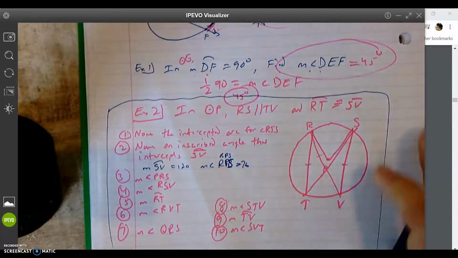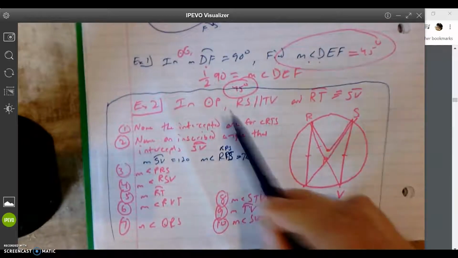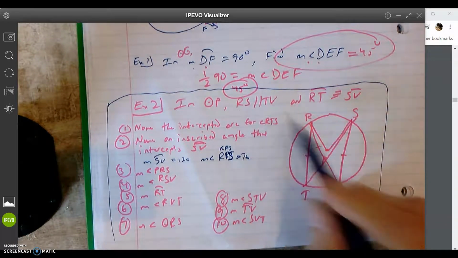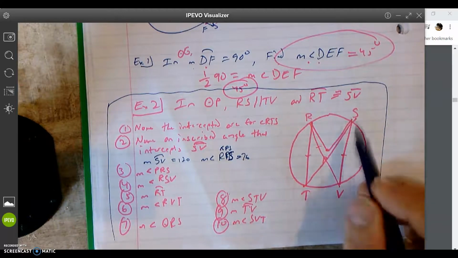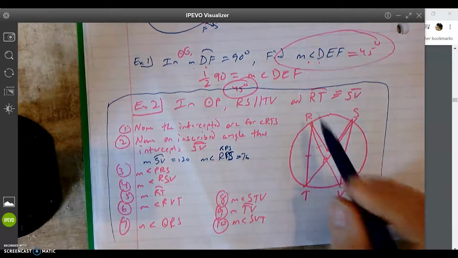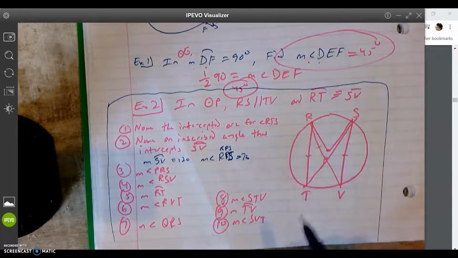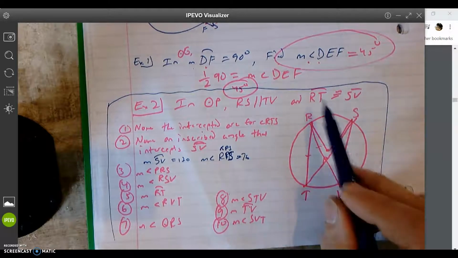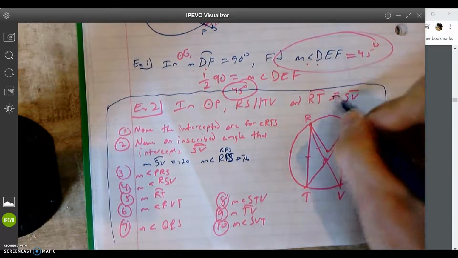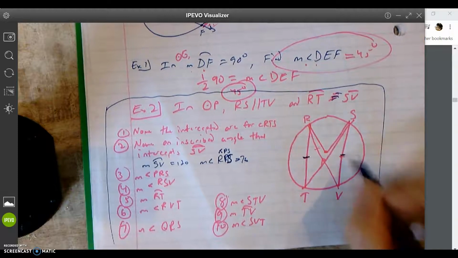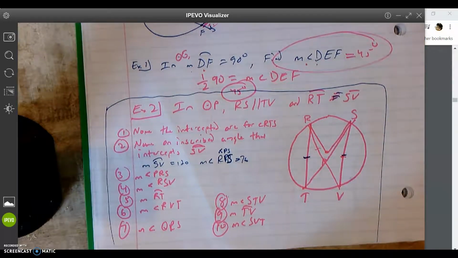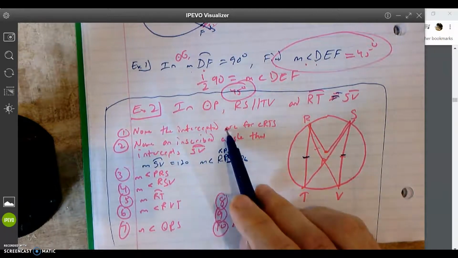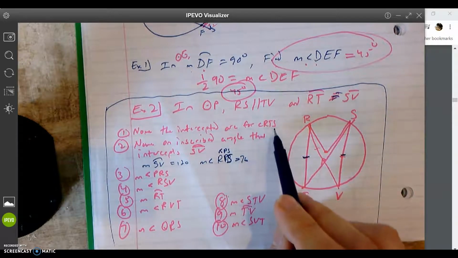So here's what we've got to do. In circle P, RS is parallel to SV. There might be some alternate interior, alternate exterior, corresponding angles relationships. That's what I'm thinking about as soon as I see parallel in geometry. RT is congruent to ST, and they have those marks on the picture. So first it just asks you to name some stuff. Name the intercepted arc for angle RTS.